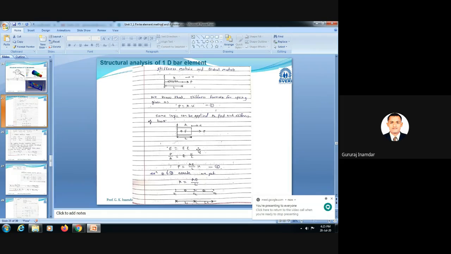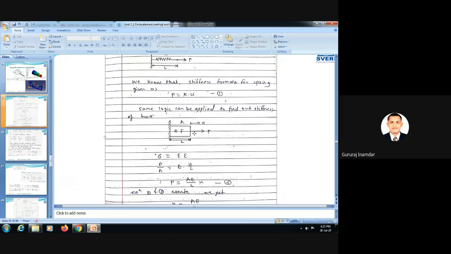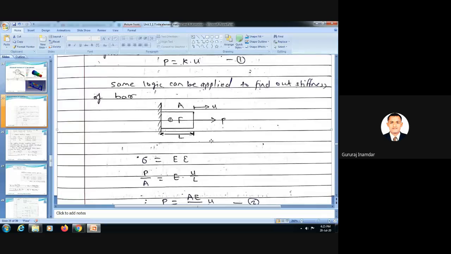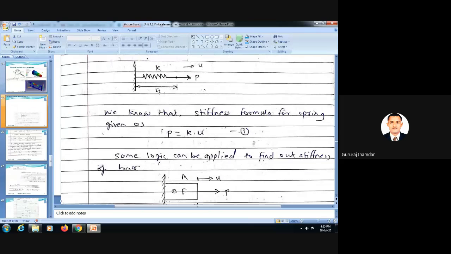Now, suppose if you see here, one diagram is showing a spring fixed to one wall. The spring is fixed at one end, and at the other end we have added a force. The force is P. Length L is the length of that spring. After that, the displacement U is nothing but the change in length.